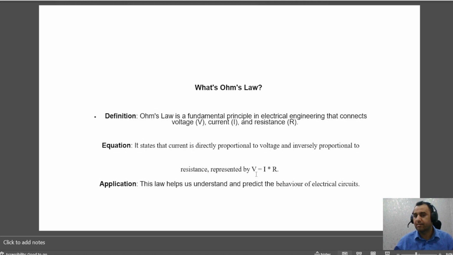So, in simple words, if in a circuit the voltage goes up, current is going to go up as well, and the opposite applies in terms of resistance. If resistance goes up, current is going to decrease. So if resistance is doubled, the current is going to be halved. So this is what we're trying to achieve from this equation. This law helps us understand and predict the behavior of electrical circuits.